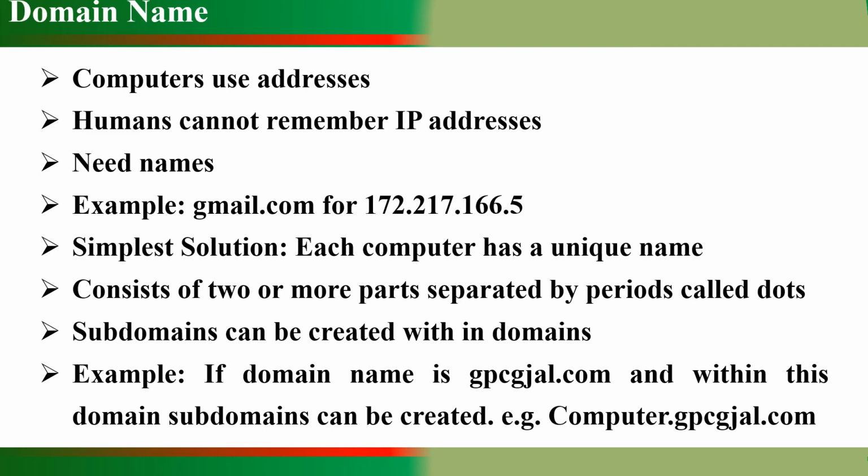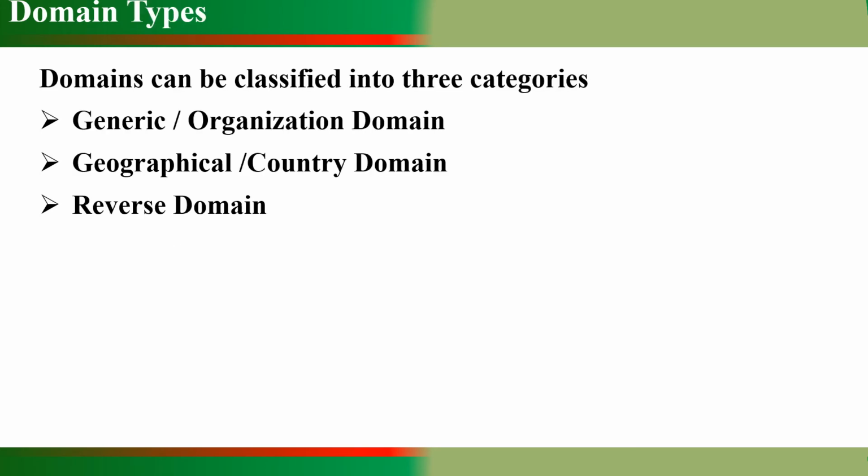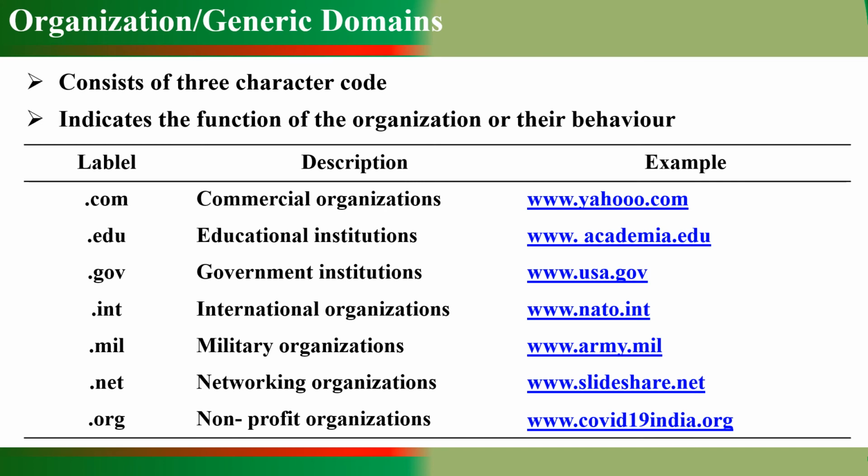For example, computer.gpcgjl.com, electronics.gpcgjl.com, and so on. Classification of domains. Domains can be classified into three categories: generic or organization domain, second one geographical or country domain, and last one is reverse domain. First type of domain is organization domain.